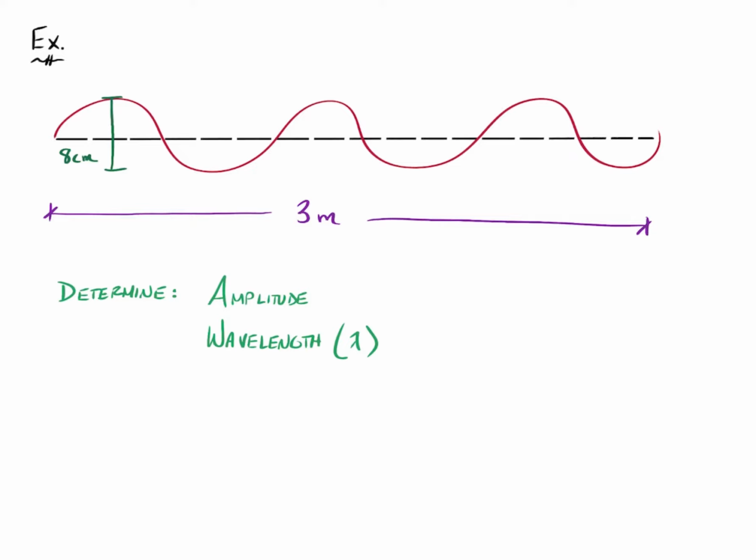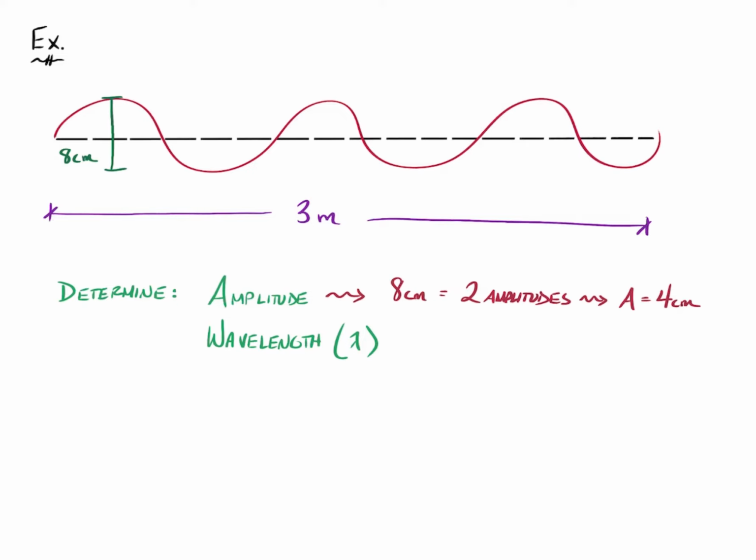So here I've got some rope. We'll say that someone's shaking and causing these waves. From crest to trough it's 8 centimeters, and the whole length of this rope is 3 meters. Using this terminology, we want to figure out what the amplitude of this wave is and what the wavelength is, so we can analyze this wave further.